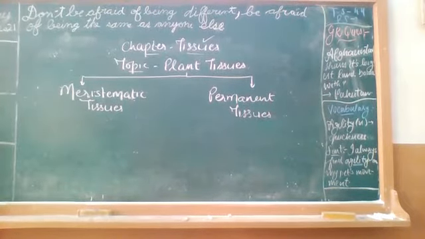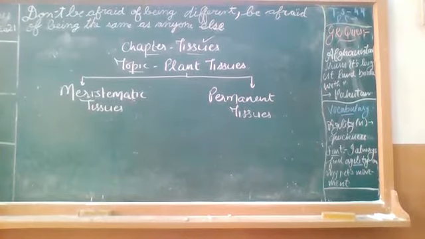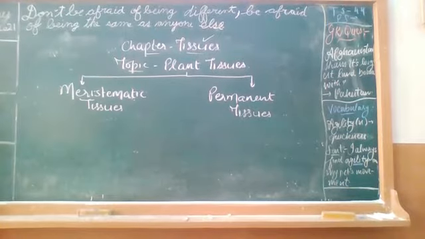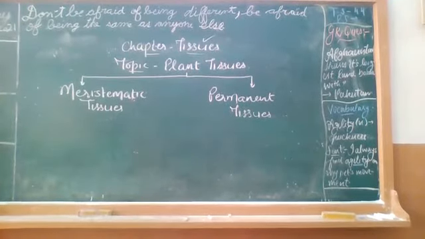So page number 69, plant tissue, topic meristematic tissue. The growth of plants occurs only in certain specific regions. This is due to dividing tissue. This dividing tissue is known as meristematic tissue. Dividing tissue means meristematic tissue.